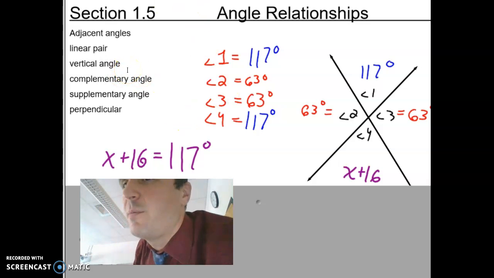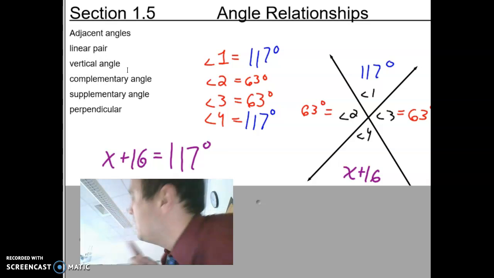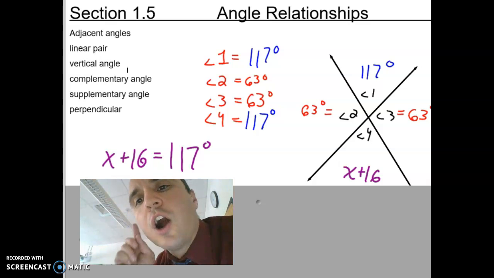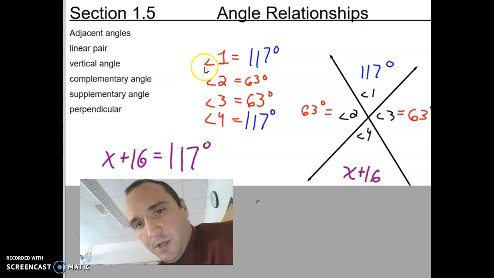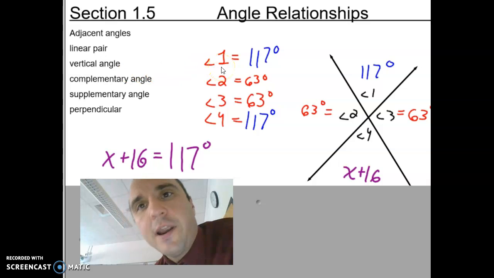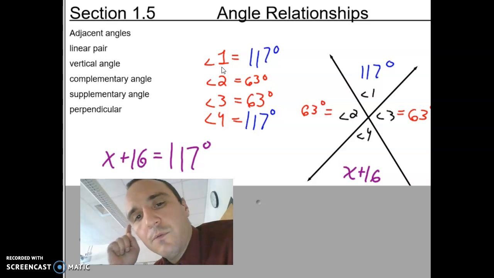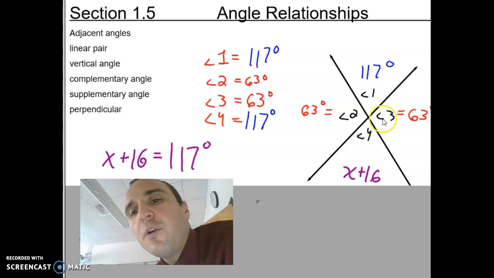Vertical angles. By the way, I need to tell you about vertical angles. It's my favorite rule. Vertical angles are congruent. It's my favorite rule of all of math. Even Algebra 2. Sorry, Algebra 2 lovers. But this is my favorite rule of all time. Vertical angles are congruent. So just from knowing one angle.